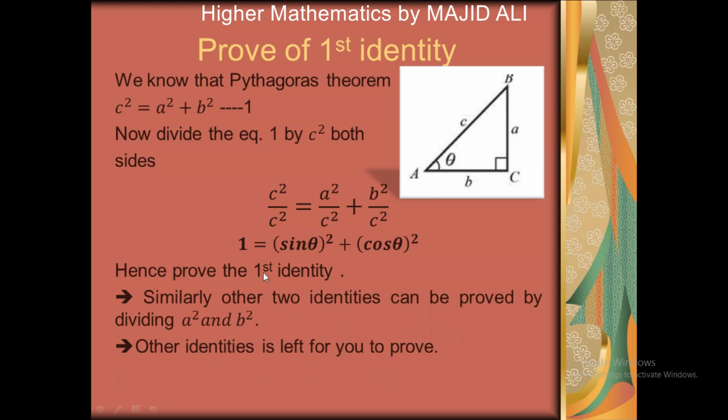Now you can also prove the other two identities by dividing the Pythagoras theorem. For the first identity, we divided by c square. For the next two identities, you can divide it by a square and b square. The other identities are left for you to prove.